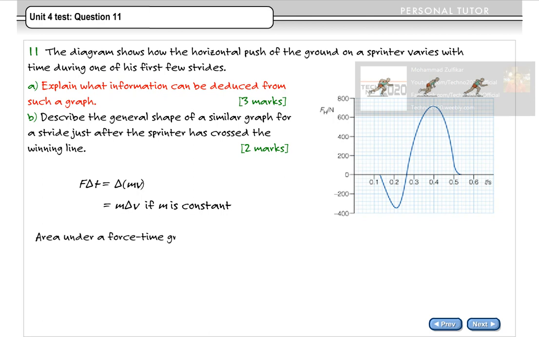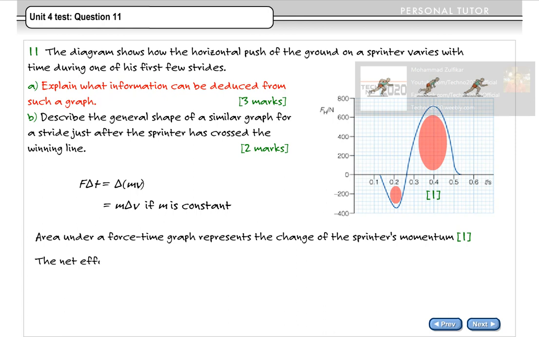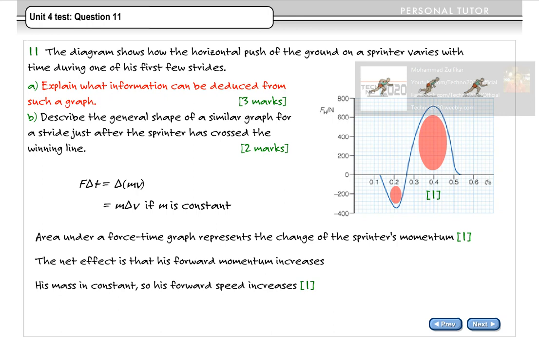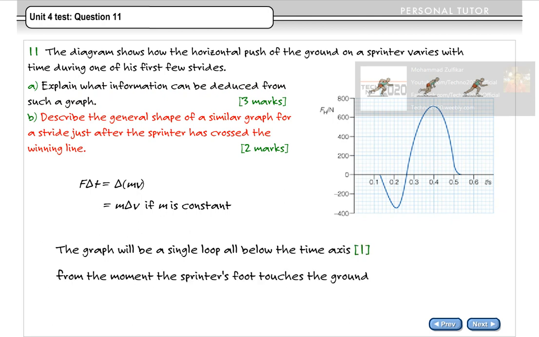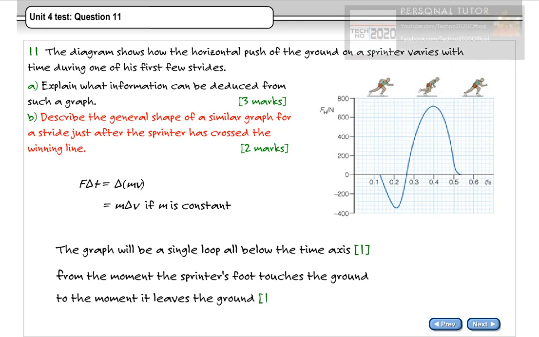In part A, the area under a force time graph represents the change of the sprinter's momentum. The small area below the time axis reduces the sprinter's forward momentum, and the large area above the axis increases his momentum. The net effect is that his forward momentum increases, so his forward speed increases. In part B, once over the finishing line, the sprinter only tries to slow down, so each stride shows only a loop below the time axis on the graph.